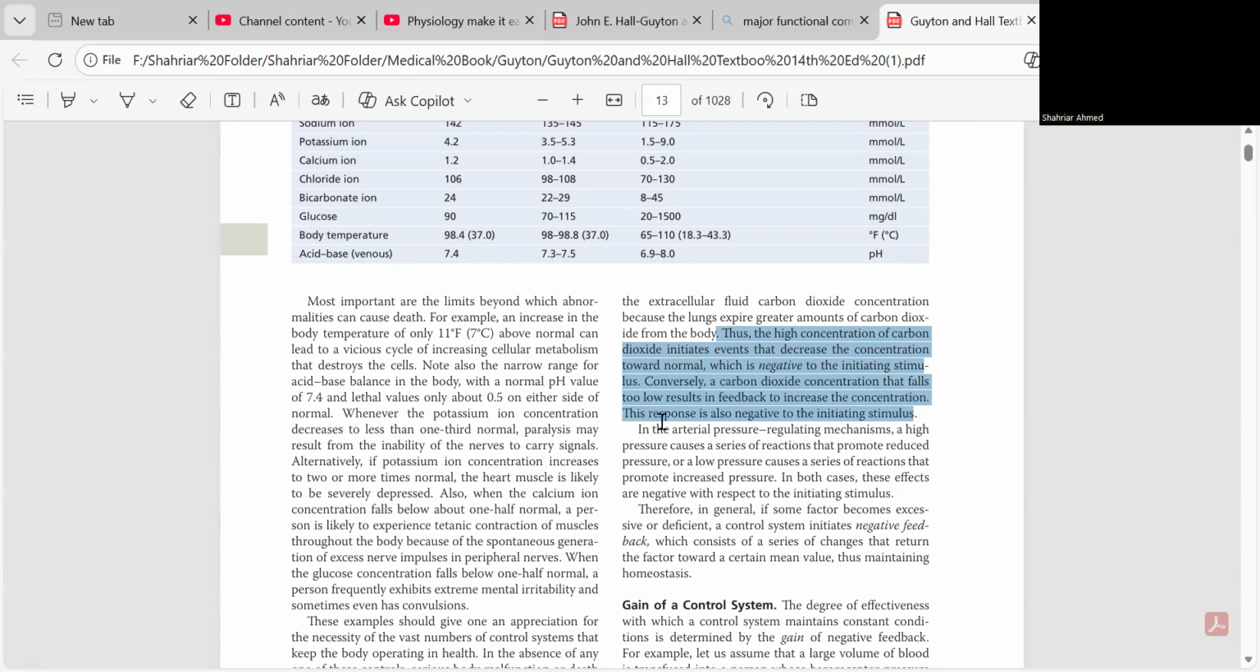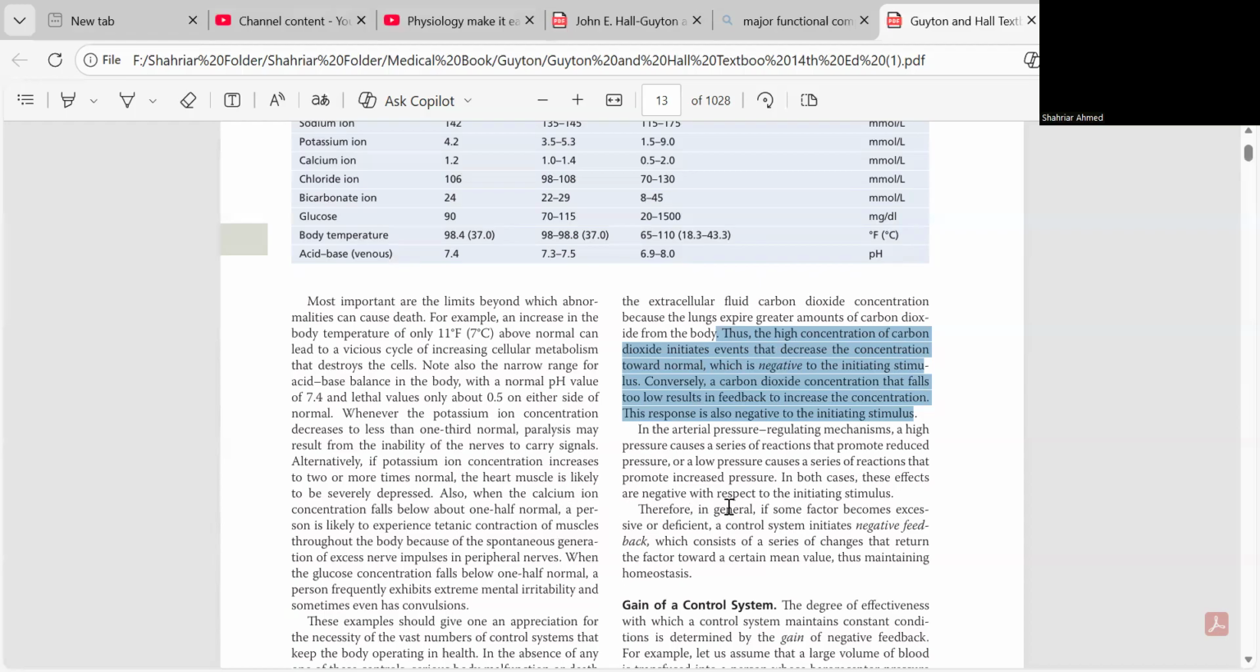In the arterial pressure regulating mechanisms, a high pressure causes a series of reactions that promote reduced pressure, or a low pressure causes a series of reactions that promote increased pressure. In both cases, these effects are negative with respect to the initiating stimulus.